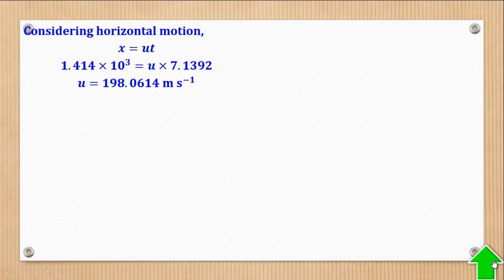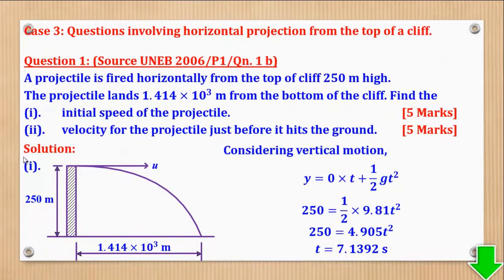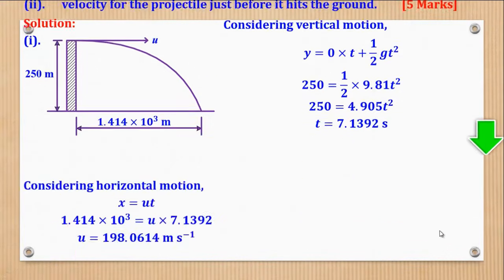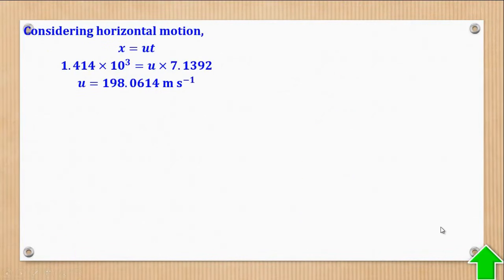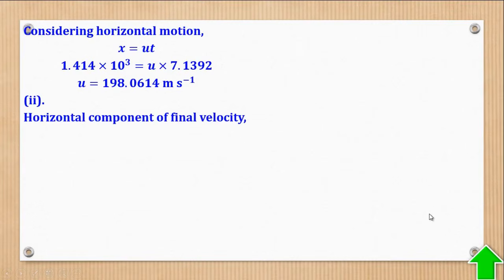That was Roman 1. Then Roman 2, the velocity of the projectile just before it hits the ground. So like we said, the horizontal component is constant, but the vertical one changes with time. So Vx is equal to u.